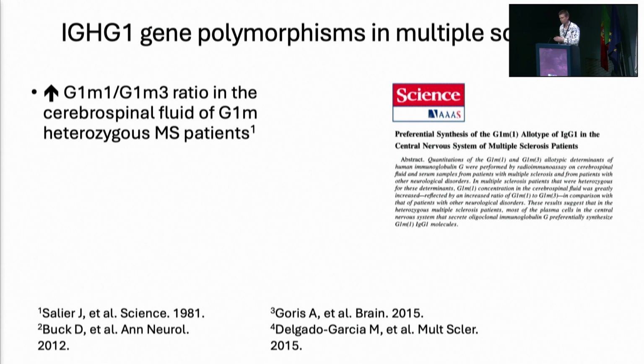heterozygous MS patients. Okay, a priori we would believe that in heterozygous individuals that carry both M1 and M3 alleles, you would find approximately 50% M1 and 50% M3 immunoglobulin. This was not the case for heterozygous MS patients.